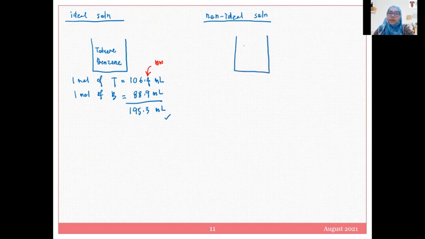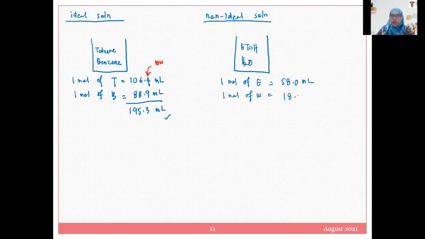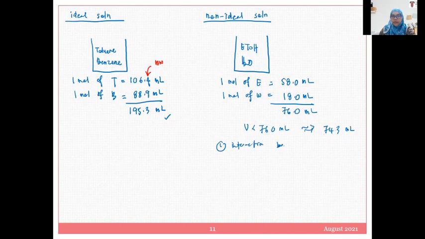For example, a simple one: ethanol and water. One mole of ethanol, denoted by E, is equal to 58 mL, based on its molecular weight, and 1 mole of water has 18 mL. Once we add these, we can have 76 mL of volume. But when we perform the experiment by adding the same amounts, the volume is less than 76 mL. Maybe we obtain about 74.3 mL. Firstly, this is due to the interaction between the components.